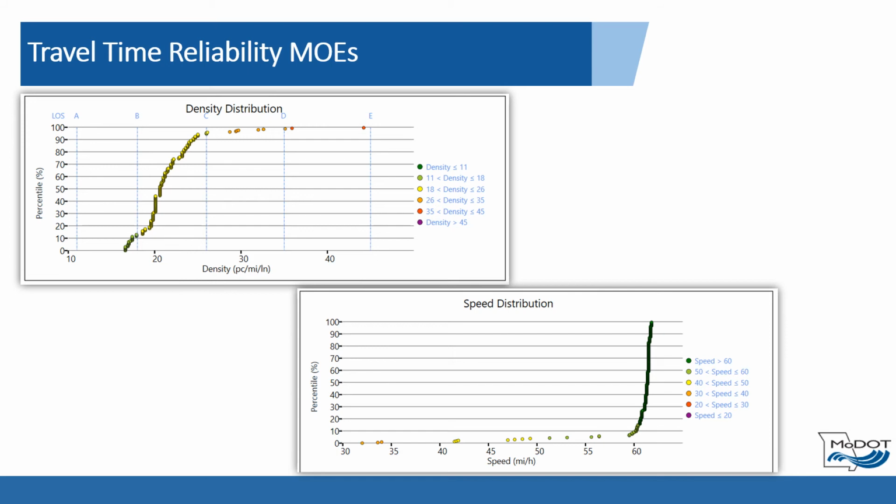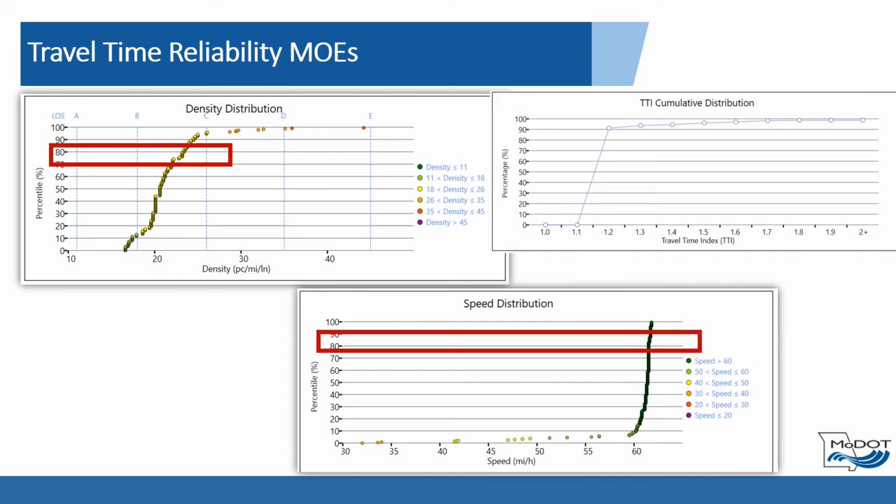Unlike traditional density or delay-based measures of effectiveness that use a level of service scale, travel time reliability utilizes a set of measures to tailor output to the specific analysis. These graphics show the probability that a roadway segment density or speed will fall within a specific range. For this example, the density will fall within the level of service B range and speeds will be greater than 60 miles per hour the majority of the time.